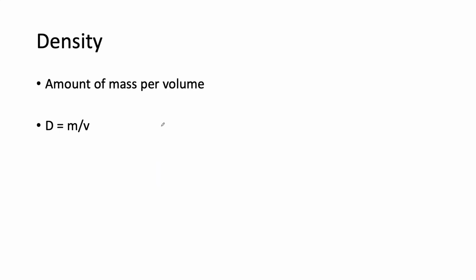So we're going to talk about density. Density is defined as the amount of mass per volume. So density is equal to mass over volume. It is an intensive property, independent of mass or the amount that we have. So the units are grams per milliliter, and this is the units for density.